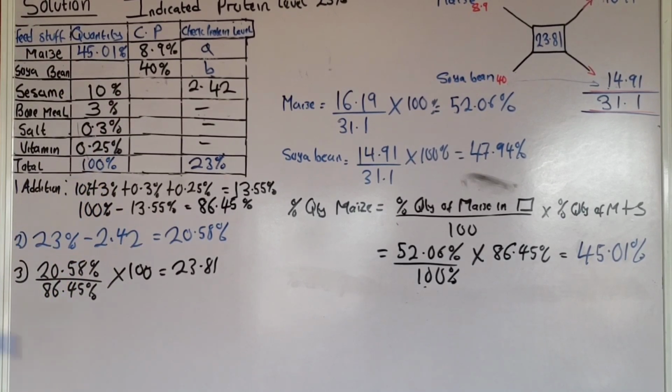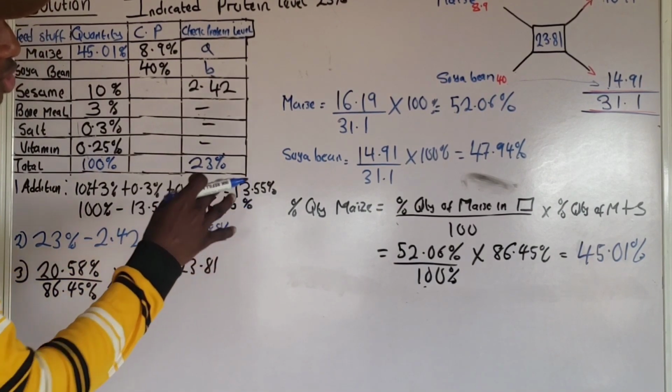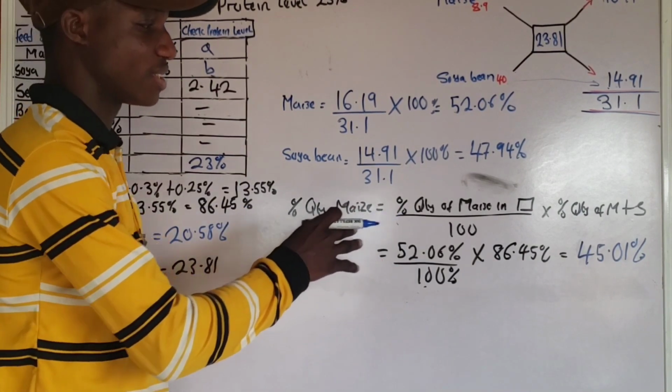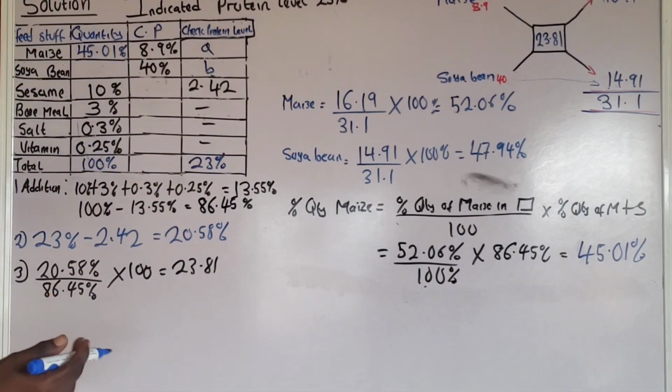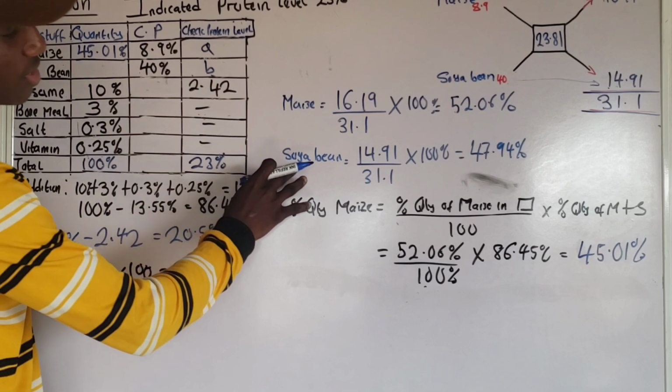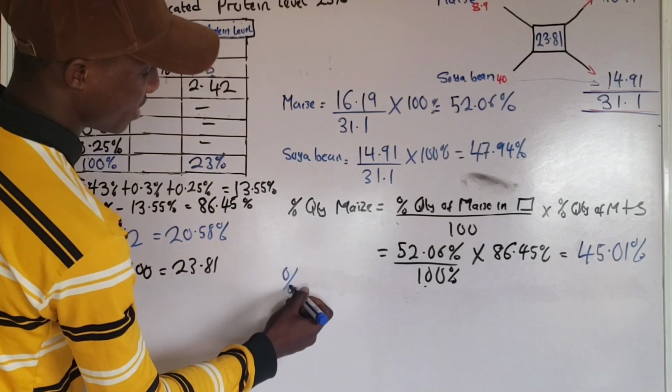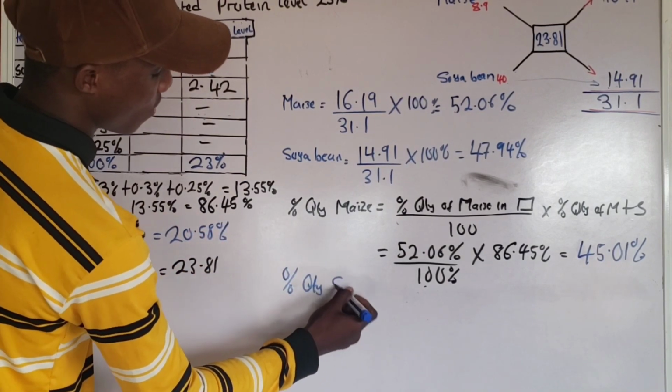Okay, now let's calculate for soya beans. All you have to do is just pay attention. For this you just have to substitute, instead of percentage quantity of maize in the Pearson square that we have, you just replace it with that of soya beans. So for this I'm going to have percentage quantity for soya beans.